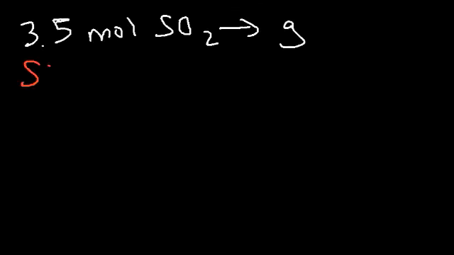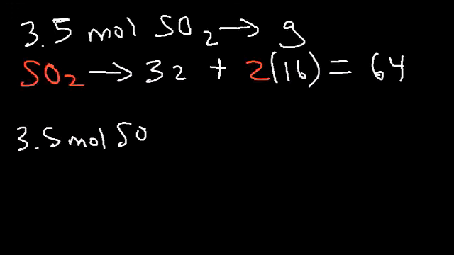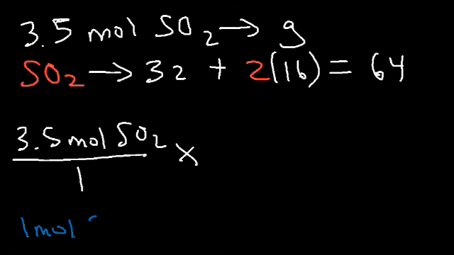So first, let's find the molar mass of sulfur dioxide. Sulfur is about 32, and oxygen has an atomic mass of 16. 2 times 16 is 32. 32 plus 32 is 64. So now let's start with moles. We have 3.5 moles of SO2. Now, if the molar mass is 64, that means 1 mole of SO2 has a mass of 64 grams. And that's going to be our conversion factor.